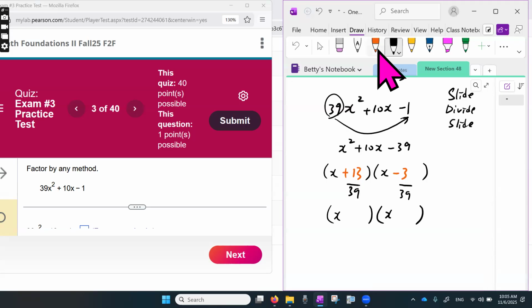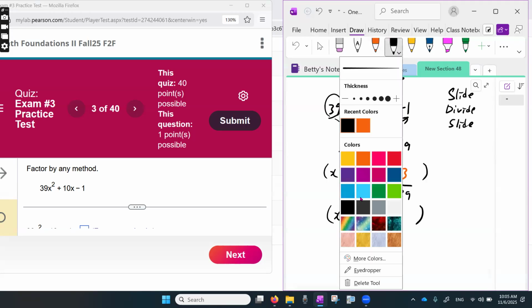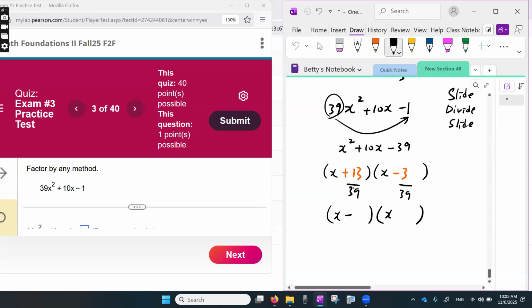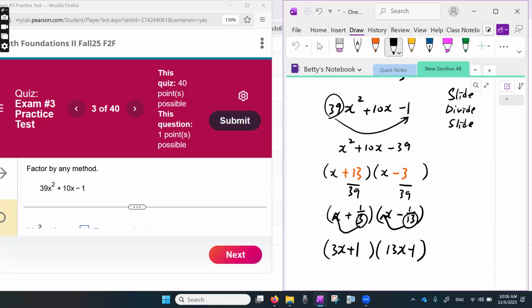13 over 39. Just keep using the black color. 13 over 39, 1/3. If you are not sure, use your calculator to assist you. 3 over 39, 1 over 13. Since we still have the denominator, we're going to slide in front of the variable x inside each parenthesis. So the factorization is 3x plus 1, 13x minus 1.